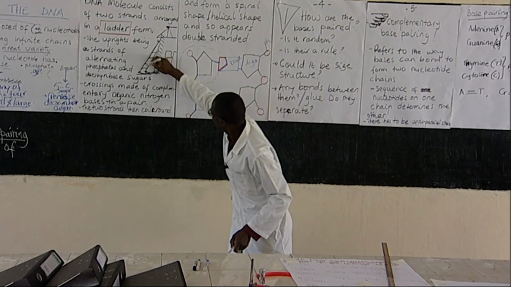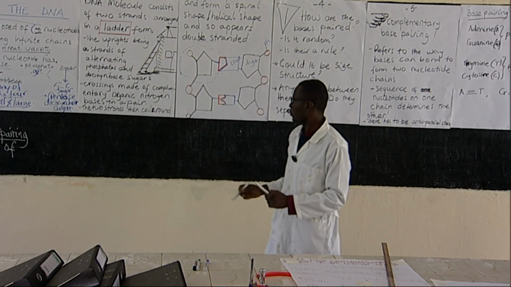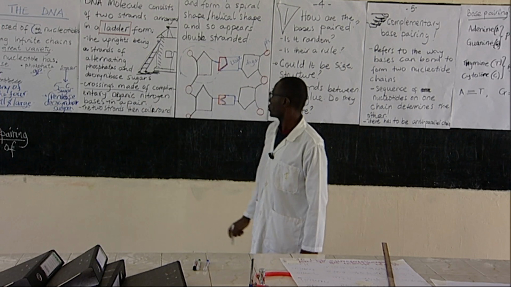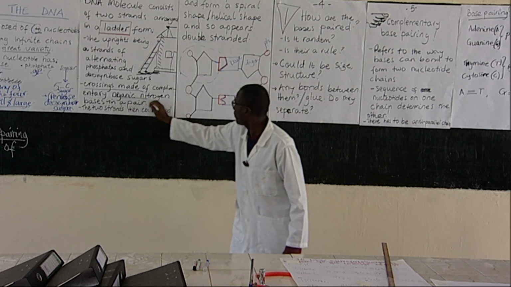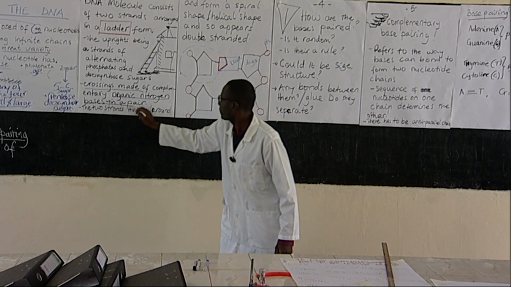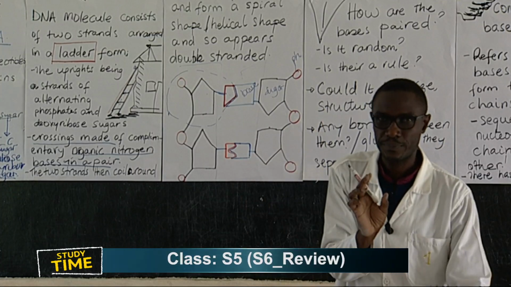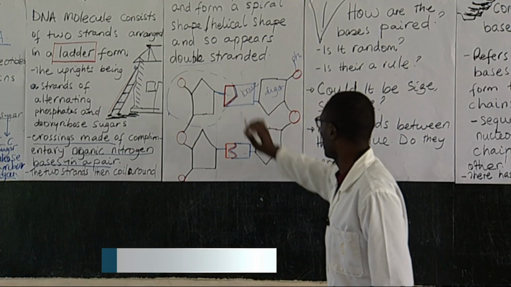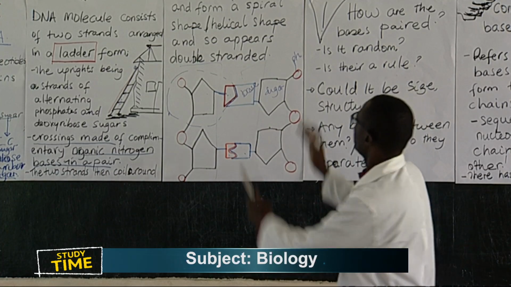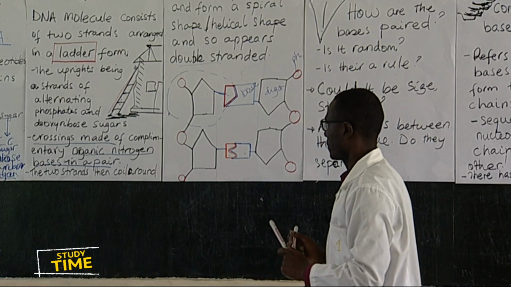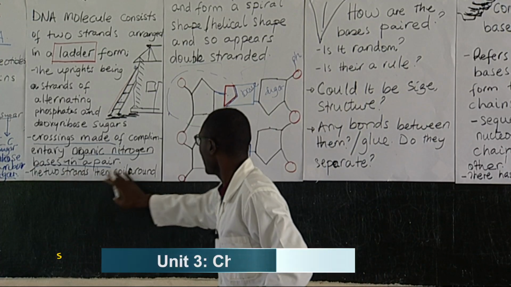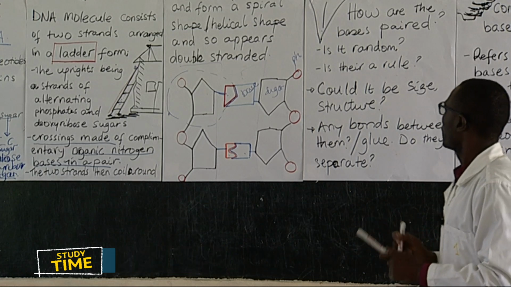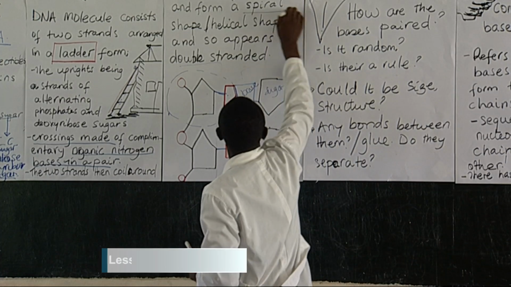The crossings, which we have here, are composed of organic nitrogen bases in form of a pair. So this and that will form a pair, this and that will form a pair. So this is our ladder finally. That the 2 strands then coil around themselves in form of a spiral.